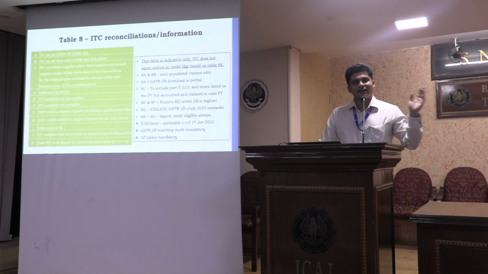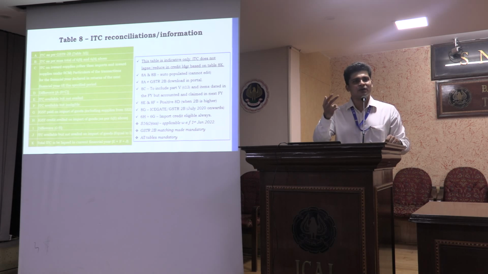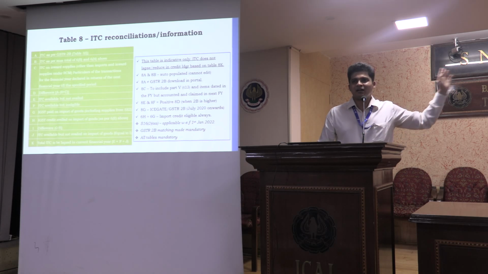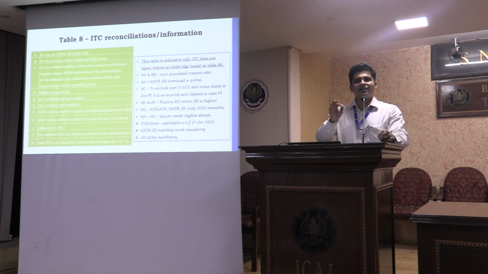So table 8 has this reconciliation which we just discussed, 8A, B, C, D. If you see table 8D, 8D has the variance between GSTR 2B and 3B which has been claimed as per table 6B above. So keeping this variance in mind, if your table 8D is negative, it's a cause of concern. If 8D is negative, it means your 3B is higher than 2B. And this could lead to questions from the department.